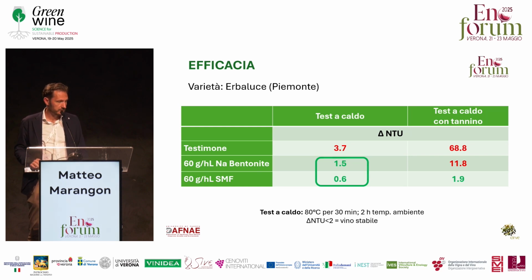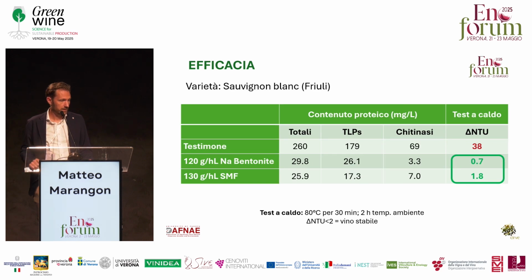We see here that we added 60 grams per hectoliter of bentonite and of SMF, same dose, and we obtained the stabilization in the traditional heat test, which are similar for both groups. And in the heat test with tannins, we managed with SMF to stabilize the wine, which was not the case with bentonite. This is another variety, Sauvignon Blanc Friuli.